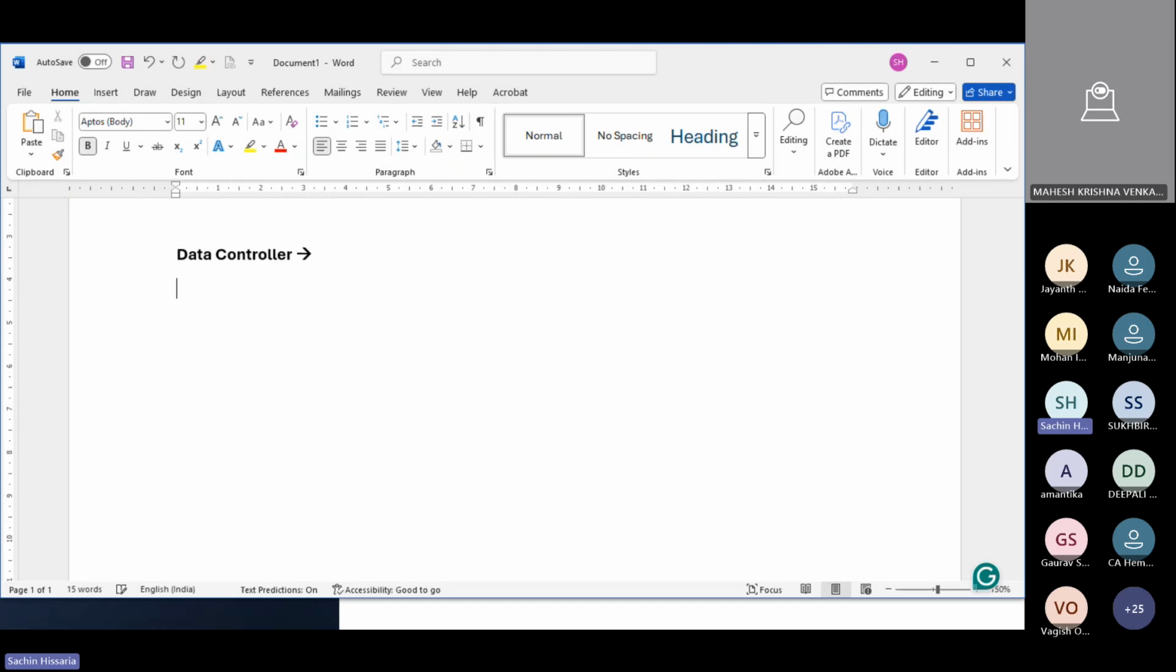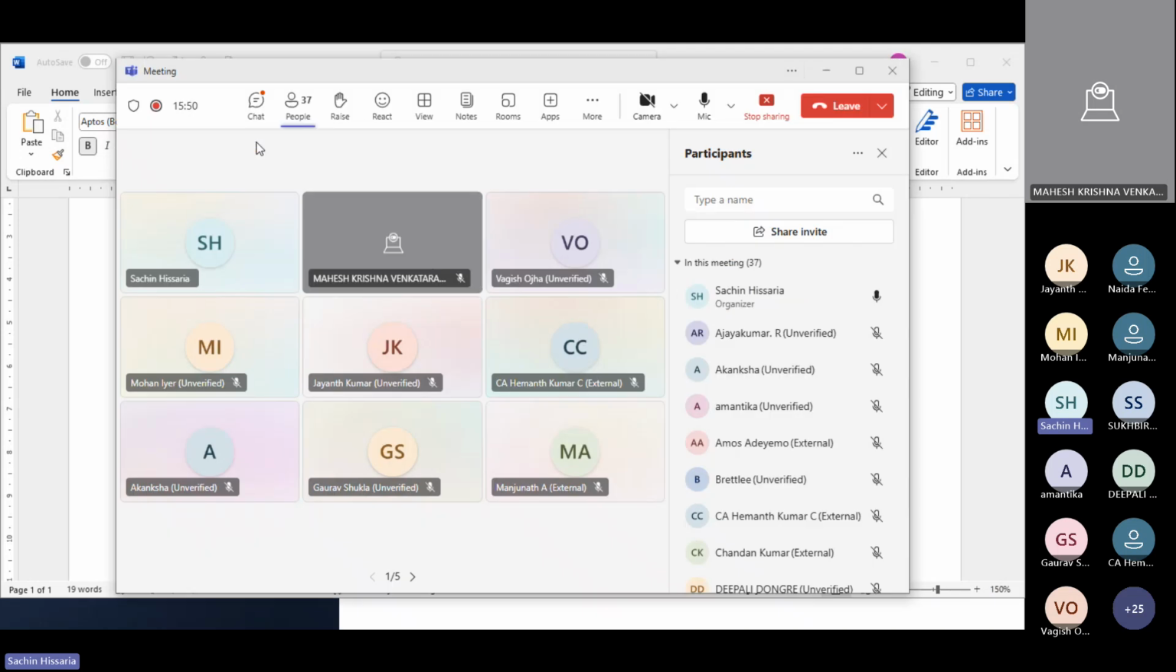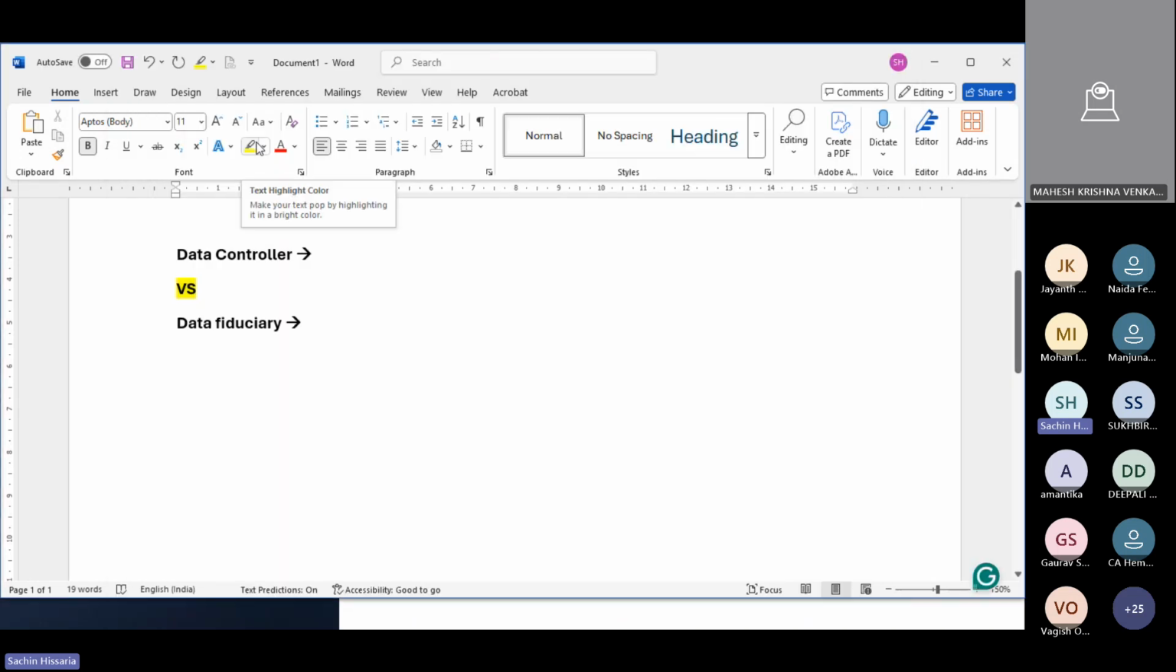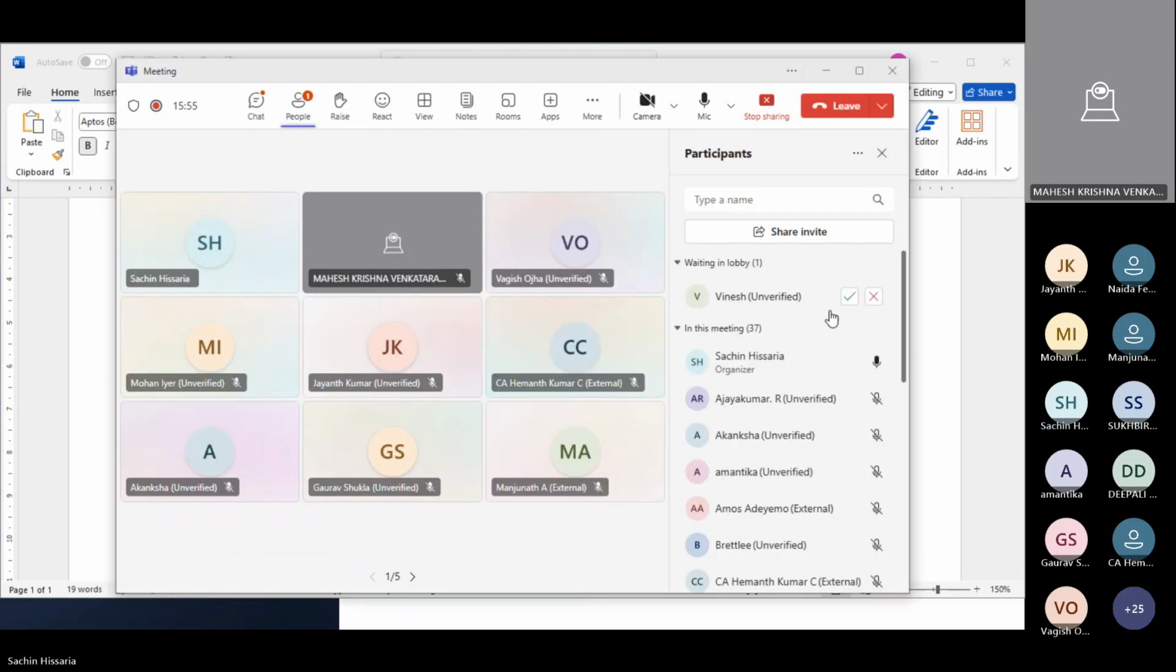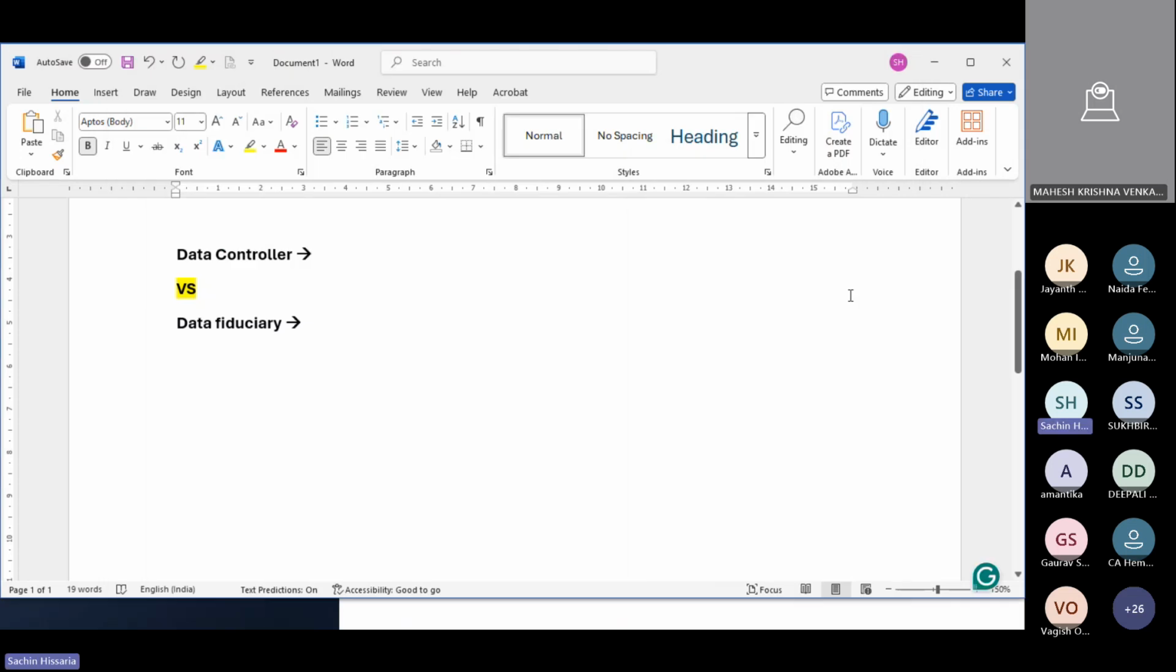Perfect. Guys, have you also heard about another terminology called data fiduciaries? Any one of you? What is a data fiduciary? What is the difference between controller and fiduciary? Have you heard about this data fiduciary? Any one of you? Yes or no?